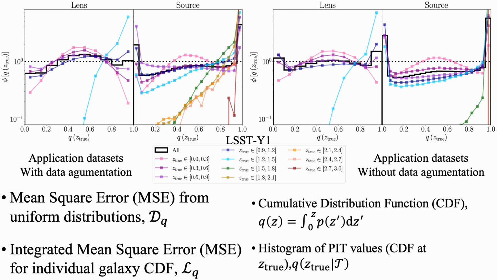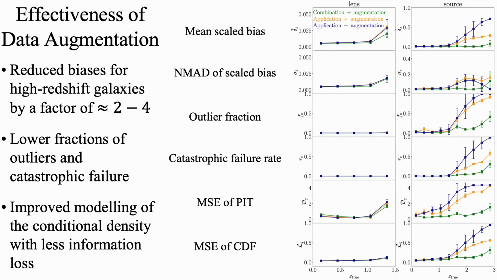For the lens sample and for source galaxies at a redshift smaller than 1.5, the PIT distributions remain close to uniform, indicating good performance. As noted earlier, high redshift galaxies introduce substantial deviation from a flat distribution. Nevertheless, data augmentation significantly reduces these deviations.